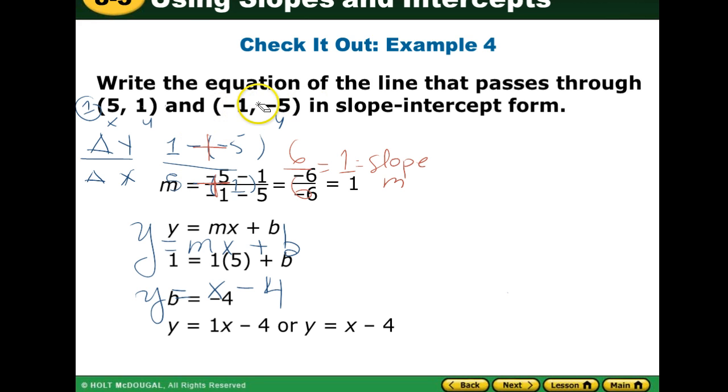Hopefully this wasn't so difficult. With this one, all you're really doing is finding the slope first, and then you plug in the point and the slope to find what b is, and then you are able to write the equation for the line in slope-intercept form.